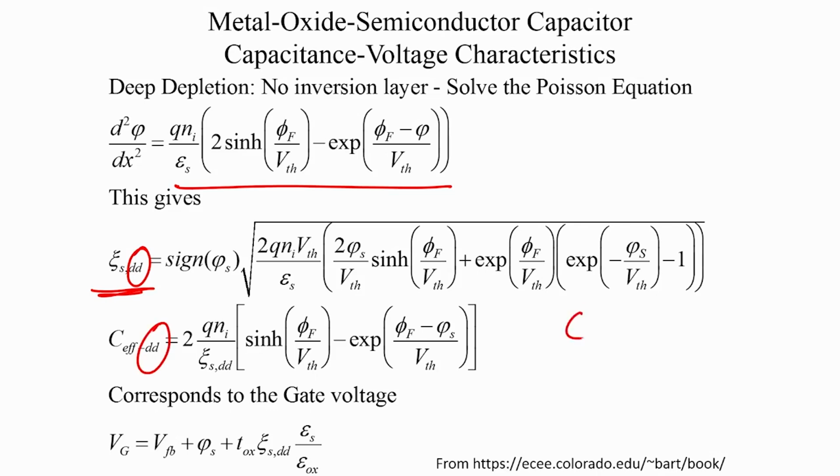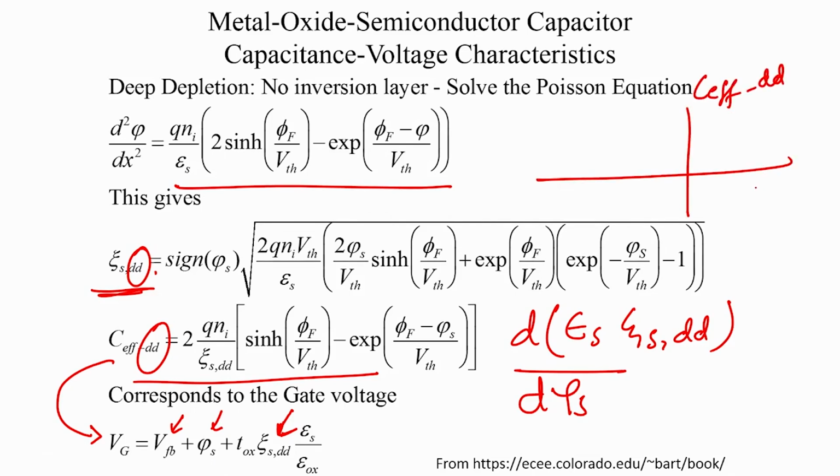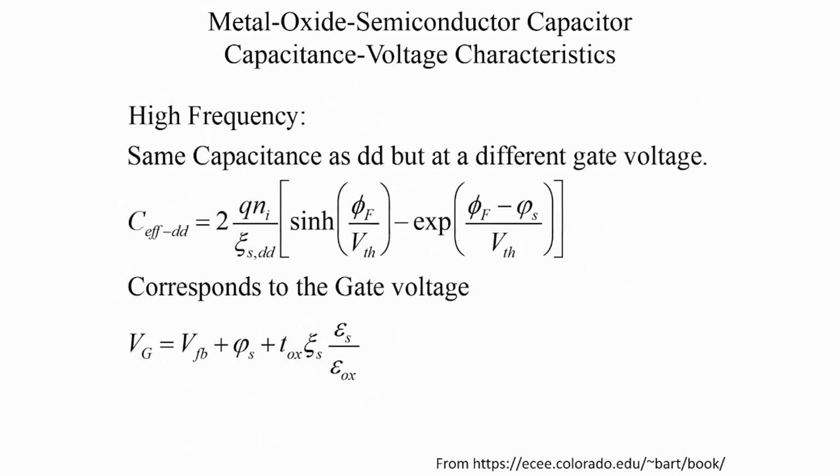Once again, the deep depletion capacitance is epsilon s, d of the deep depletion electric field by d phi s. So, that will give you a different capacitance, but this capacitance corresponds to this particular voltage: VFB plus phi s plus T ox into the electric field, where the electric field you use here is the deep depletion electric field. So, that is the difference. And if you plot this C effective deep depletion versus Vg, you will get the deep depletion characteristics of your capacitance voltage characteristics.